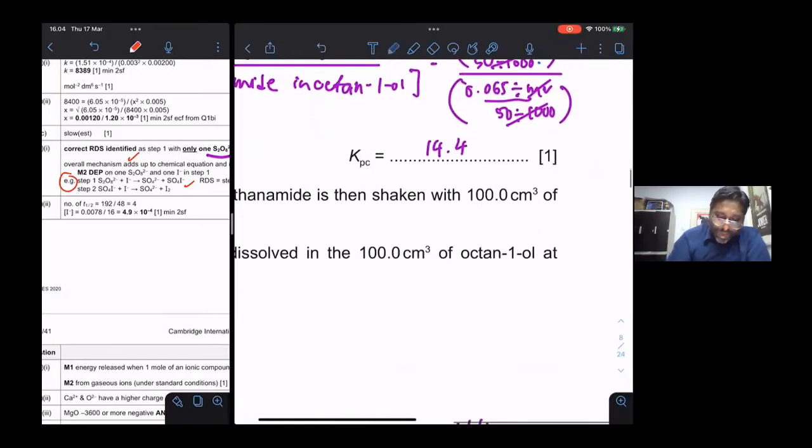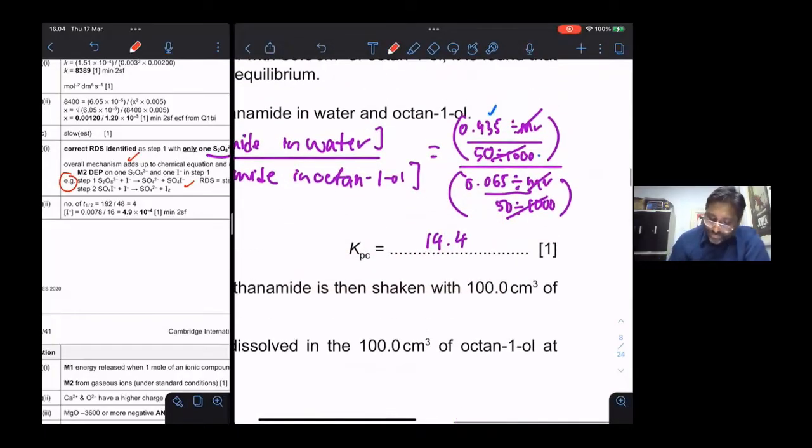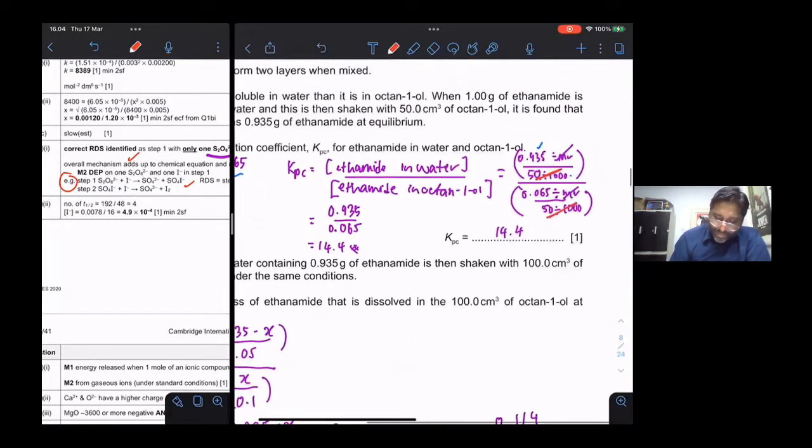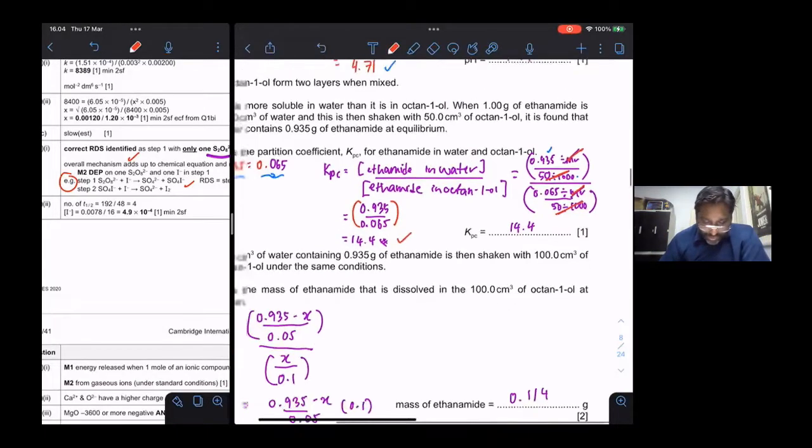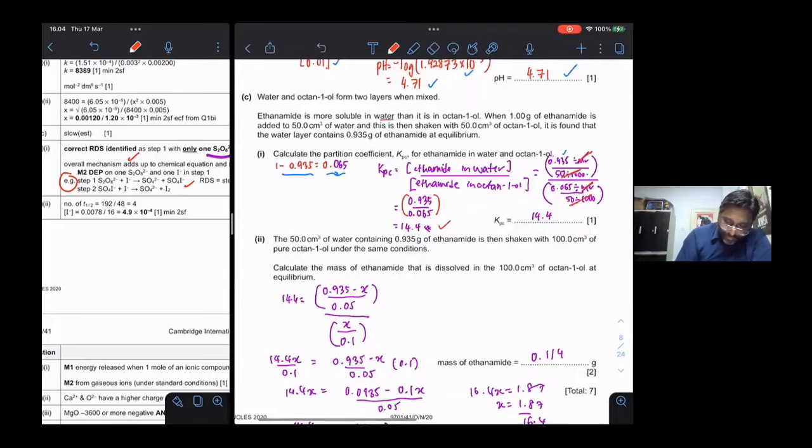From here, I can cancel. You no need to find out the value. The Mr is the same, ethanamide Mr, so you cancel and you cancel. In the end, you are going to get this value straight away, mass divided by mass. It doesn't matter the Mr and the volume. Then you will get the Kpc, which is going to be 14.4. As they mentioned that ethanamide is more soluble in water, and because we use water on top, of course it's going to be greater than 1. So you can see 14.4, and that is going to be the answer for this.